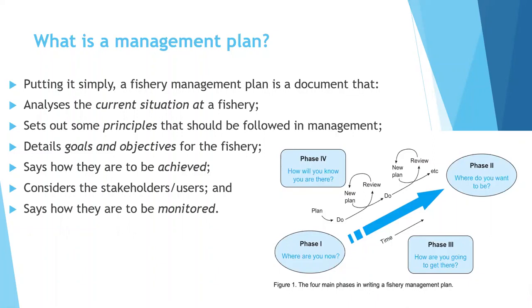analysis of the current situation in the fishery, and set out the principles that should be followed in management. What type of management strategy are we going to take on here? And obviously, with any of these management plans, no matter what it is, you want some defined goals and objectives for the fishery. Where do we want that fishery to be? What do we want that fishery to be? And how are we going to get there? What are our aims, our goals, and our objectives? How are we going to achieve them? What steps can we take to get there?